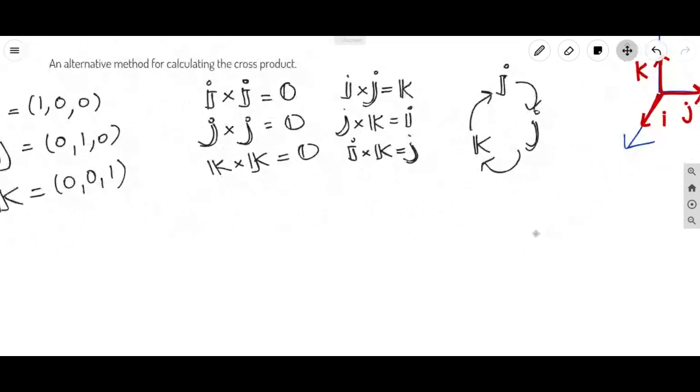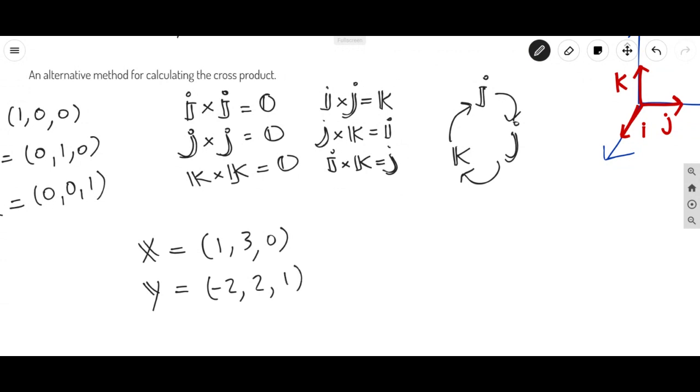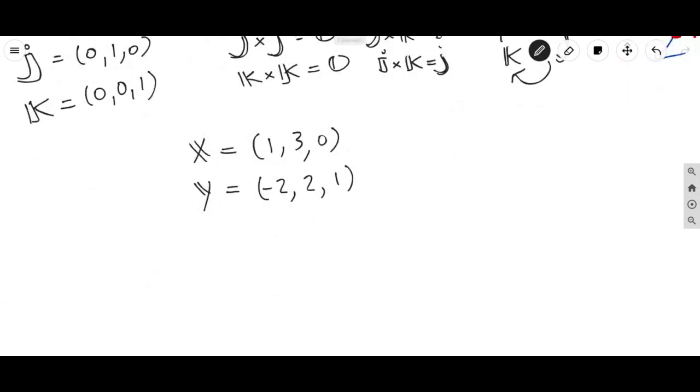And once you have this relationship, you can now calculate the cross product very easily between 2 vectors. So let's suppose x is the vector, let's just make something up, 1, 3, 0, and y is the vector negative 2, 2, 1, let's say. Then let's suppose you want to find the cross product between x and y.